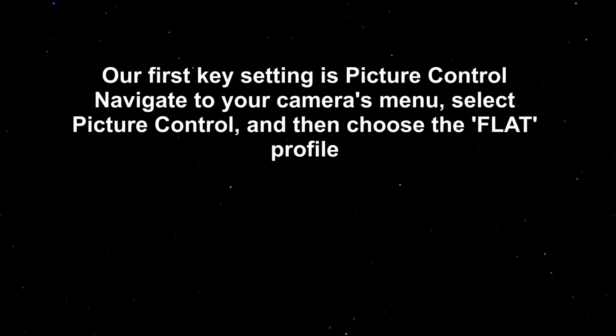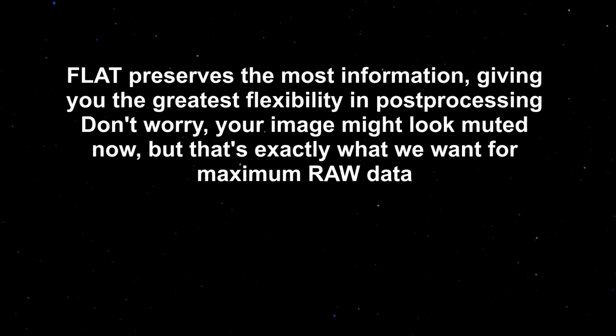Our first key setting is Picture Control. Navigate to your camera's menu. Select Picture Control, and then choose the Flat Profile. Flat preserves the most information, giving you the greatest flexibility in post-processing. Don't worry, your image might look muted now, but that's exactly what we want for maximum raw data.